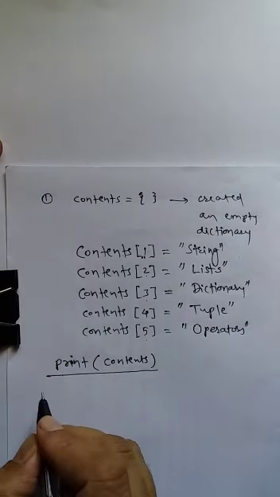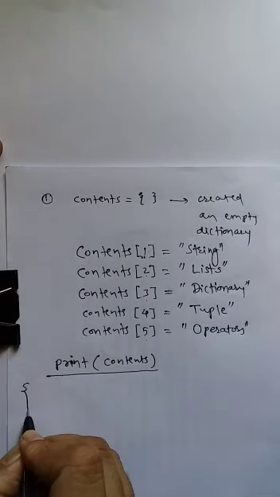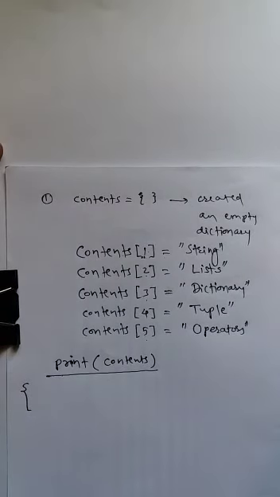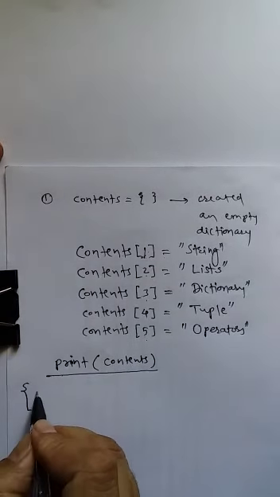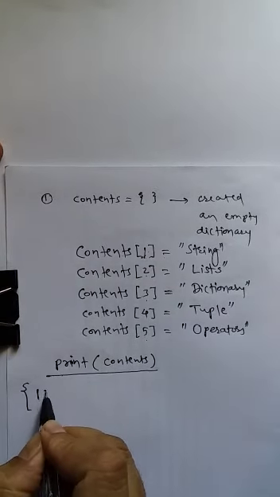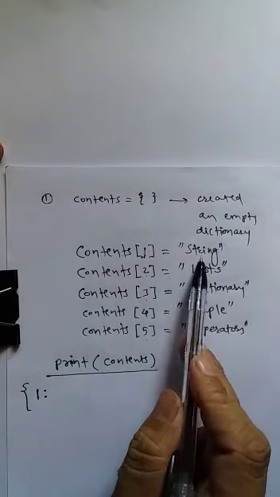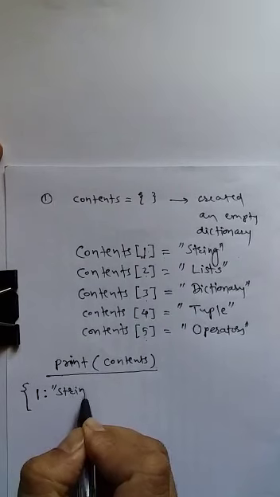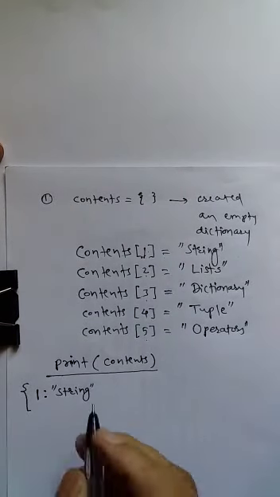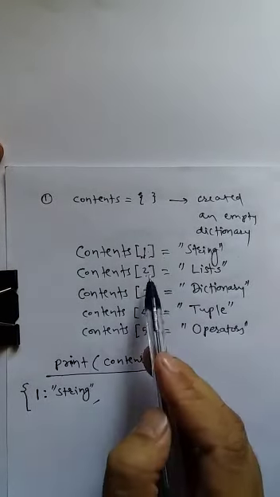Now look at this one. It will print in curly braces, in the form of key value pairs. What is the key? 1. So the key will come first, then a colon, then its value. What is the value? A string. Separated by a comma, then the second key value.